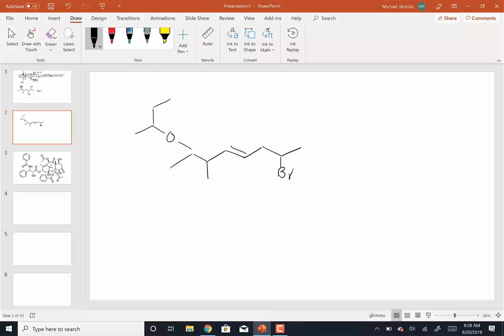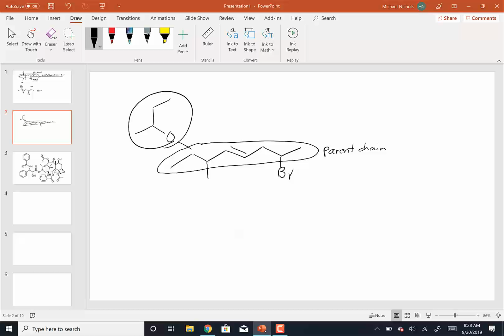So in this case, I only have 1, 2, 3, 4 carbons, and down here I have more than 4 carbons. So that means that this group is going to be my parent chain. That's what I'm going to use to name a number, just like I've done all the problems before. And what it means now is that this alkoxy group is now going to become a substituent that's just like methyl, ethyl, or bromo.